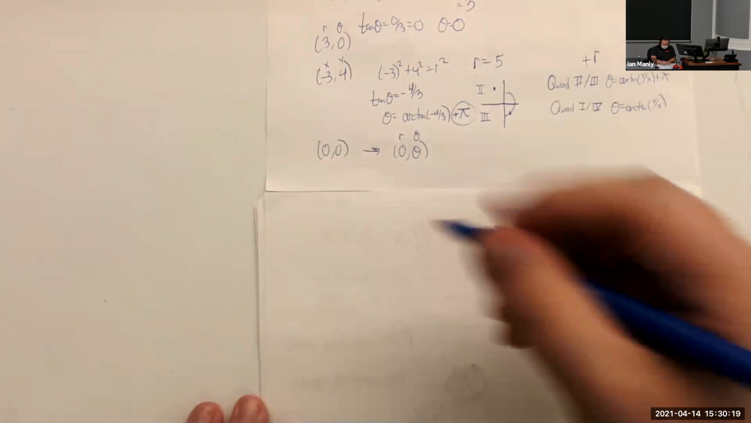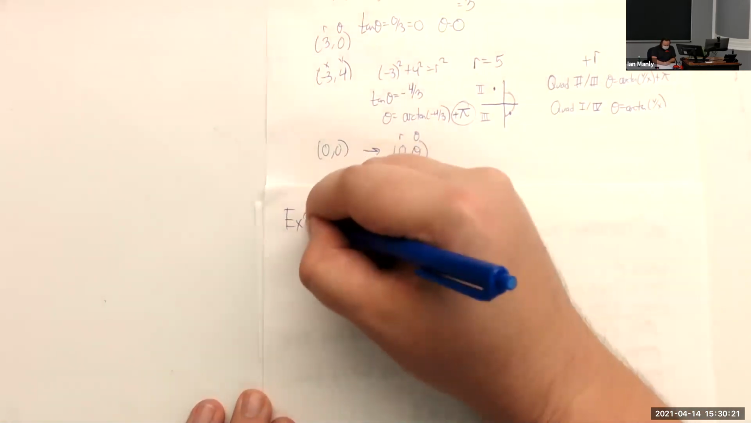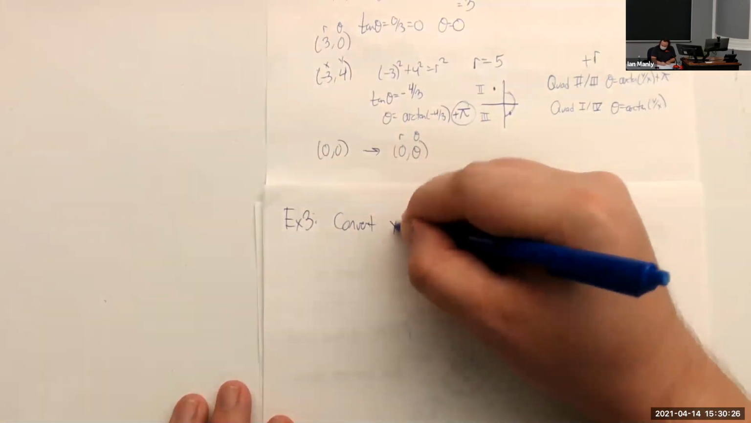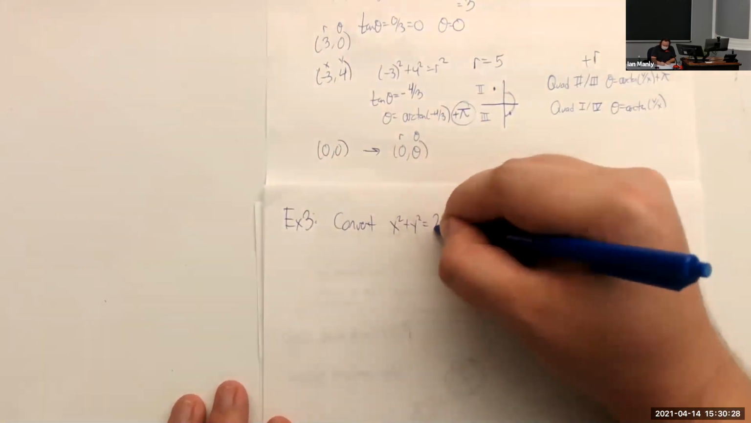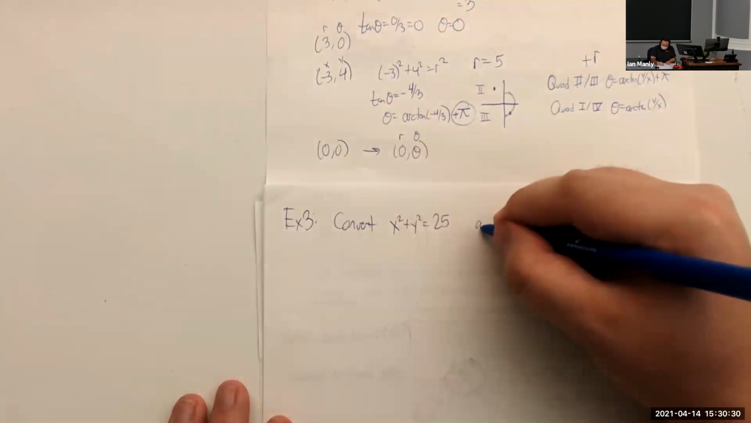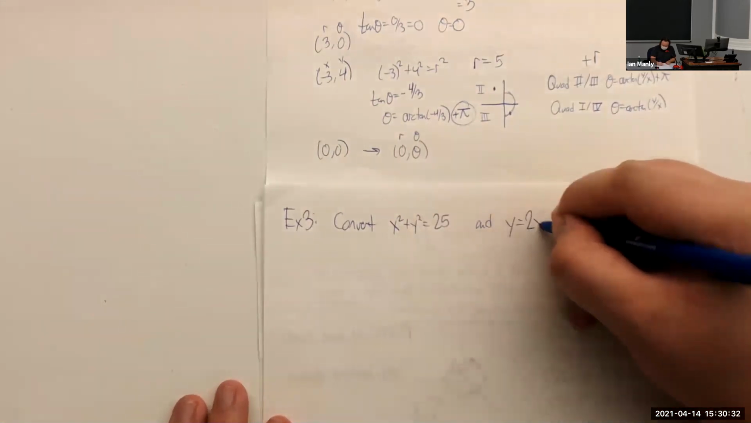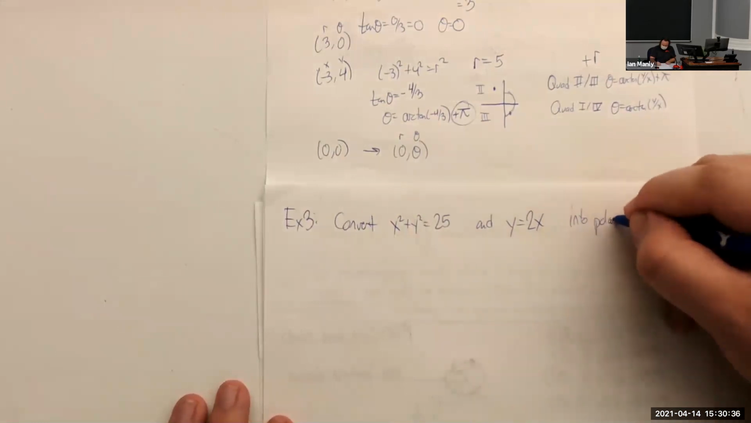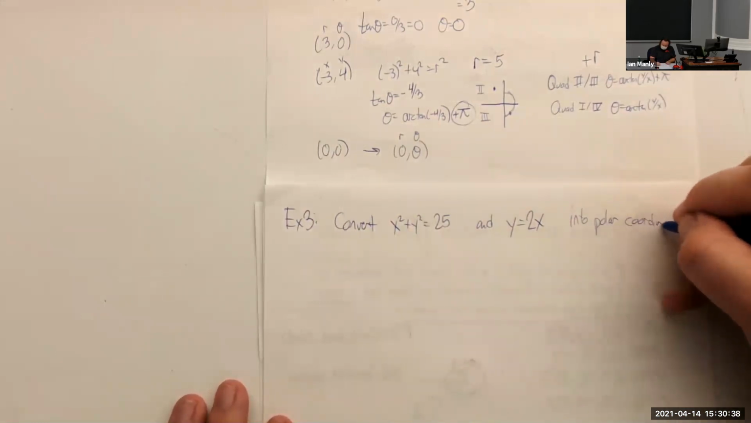All right, so let's do example 3 and then I'll have you guys do a similar example. Convert x squared plus y squared equals 25 and y equals 2x into polar coordinates.